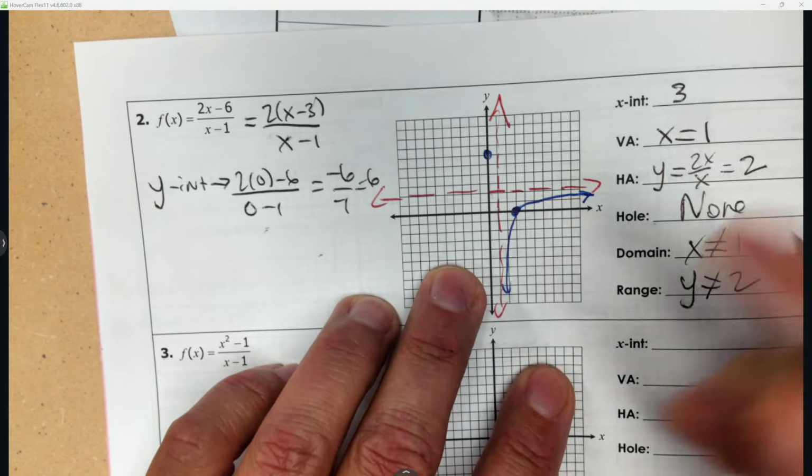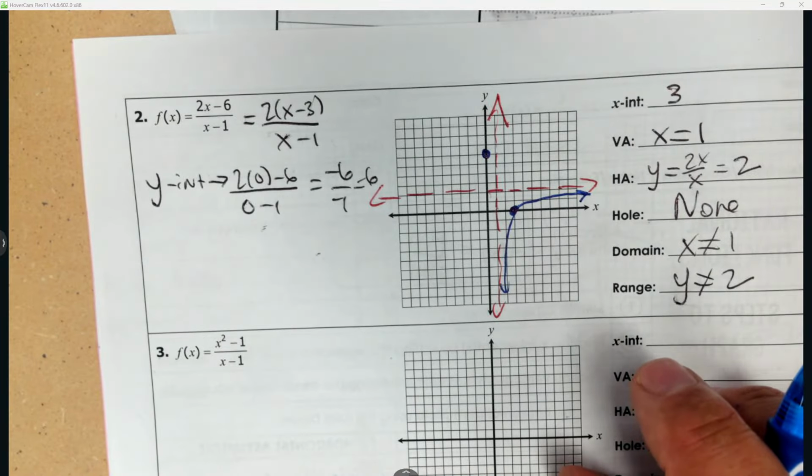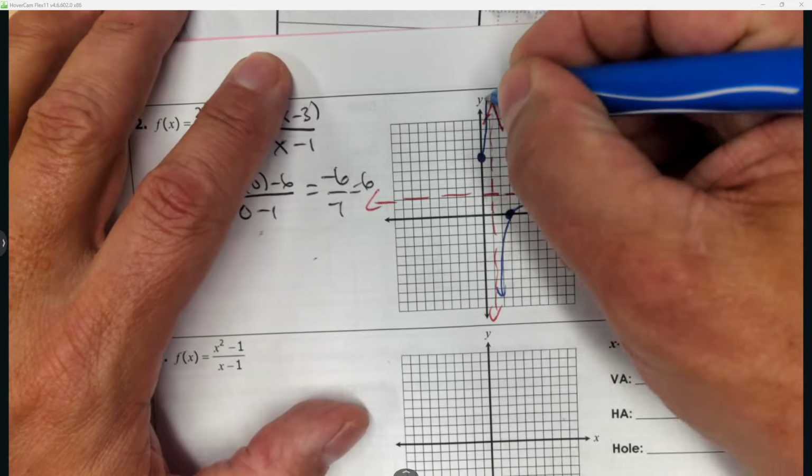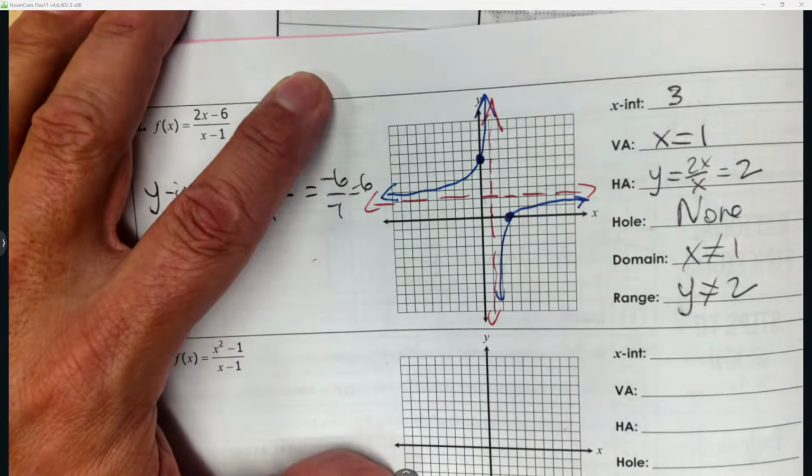put a point there. Now I have a point on both sides of the vertical asymptote. So I don't need another point. I'm going to use that point. I'm going to curve up, and then to the left it curves down and follows.